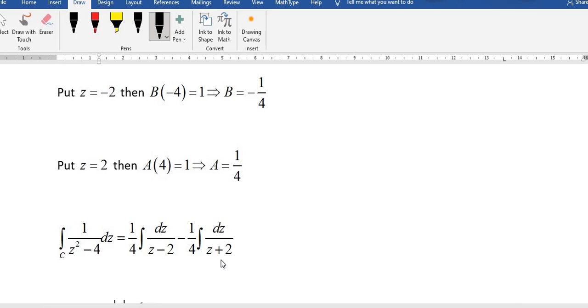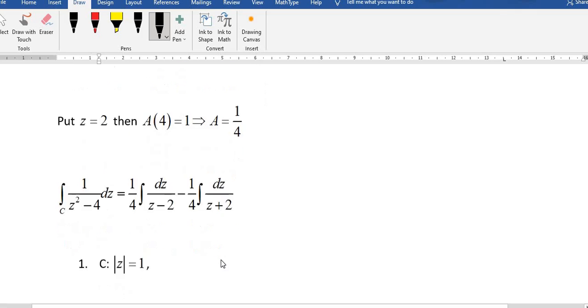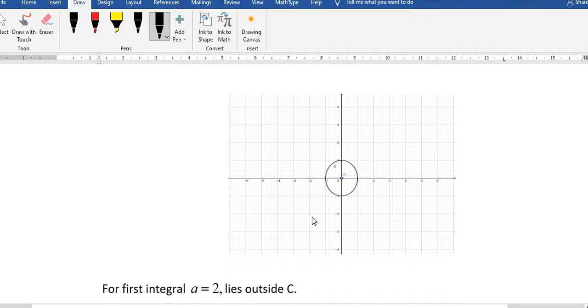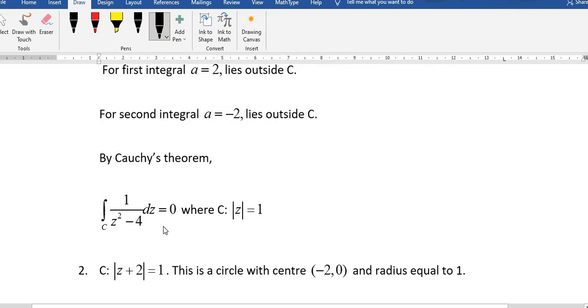Now we check whether a equal to 2 lies inside the contour or outside the contour. So a equal to 2 means this point. Observe, this point lies outside the contour. a equal to minus 2 means this point also lies outside the contour. Therefore, by using Cauchy's theorem, the value of the integration is 0.